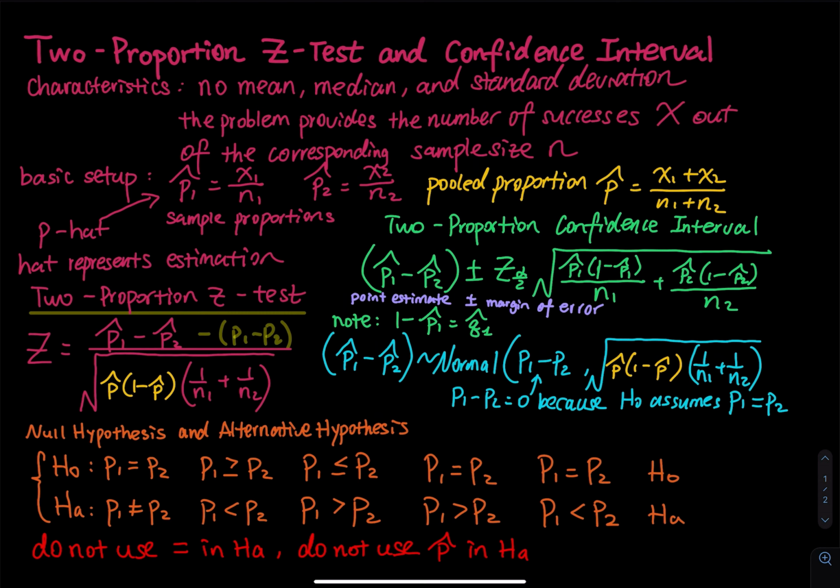Okay, so for the null hypothesis and alternative hypothesis, H0 and HA, one of the possible pairs is H0: P1 equals P2, and HA: P1 not equal to P2. You can have greater than or equal to versus less than, or less than or equal to versus greater than. So in these cases, they are opposites, and sometimes you might encounter equal and greater than, equal and less than. So two things to remind you: number one, never use equal in HA. Do not use equal in HA. Never use equal in HA. And number two, do not use P hat in HA.